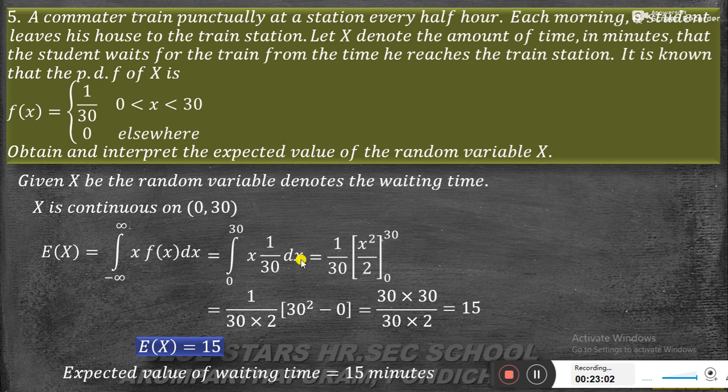In the next step, 1 by 30 is a constant, I keep it outside. So 1 by 30 into integrate x. Integration of x is x square by 2. So I substitute the limit 0 to 30. Therefore 1 by 30 into 2, 30 square minus 0. 30 into 30 by 30 into 2. So 30 cancelled. 30 by 2 means 15. Therefore, expectation of x equal to 15. So therefore, expected value of the waiting time equal to 15 minutes. This is the answer for this problem.